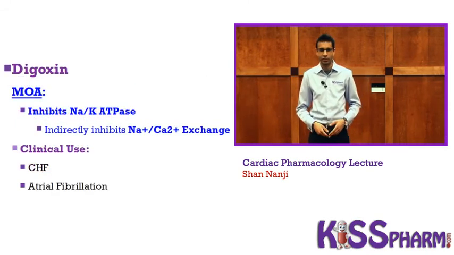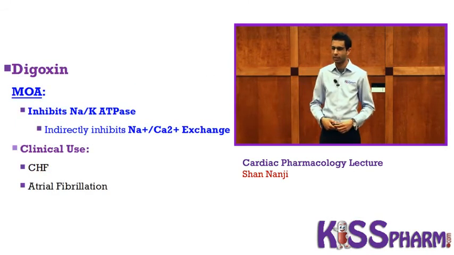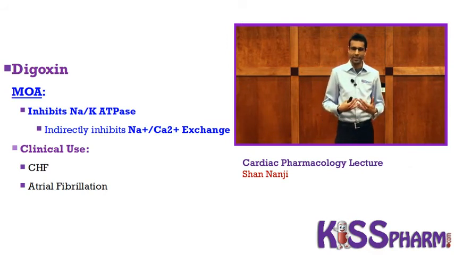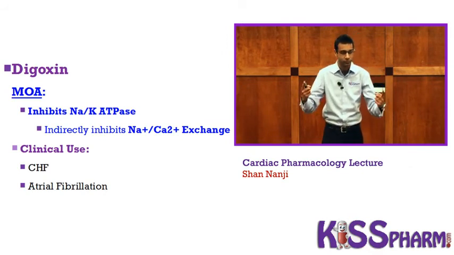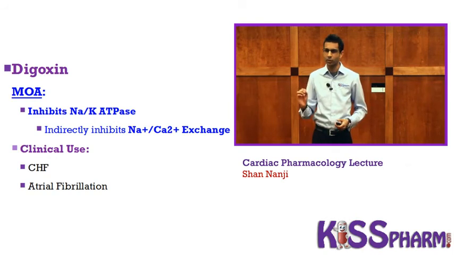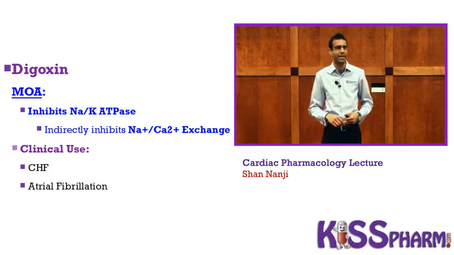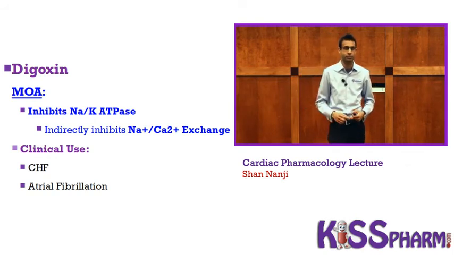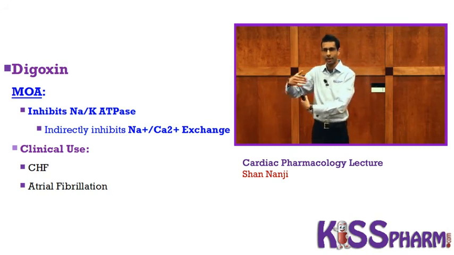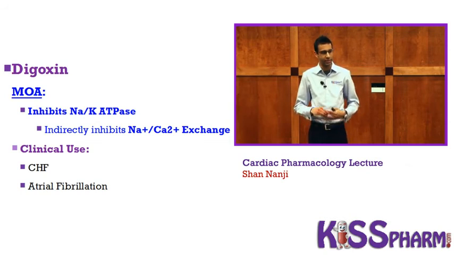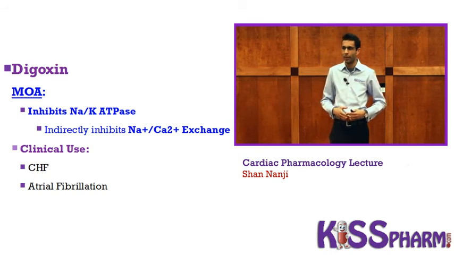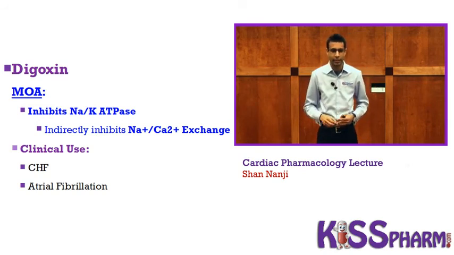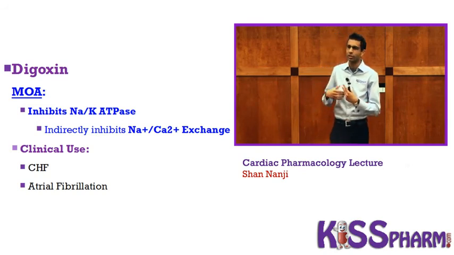Okay? Now, here's digoxin. Important drug. Digoxin and digitalis are cardiac glycosides. What kind of drugs are they? Cardiac glycosides. Excellent. Well, what these drugs do is they inhibit the sodium-potassium ATPase. And then what happens is they indirectly inhibit the sodium-calcium exchange. So calcium gets stuck inside your cell and your contractility goes up. What happens to contractility? It goes up.